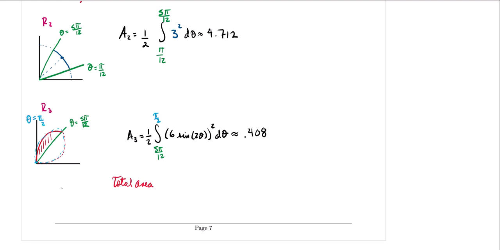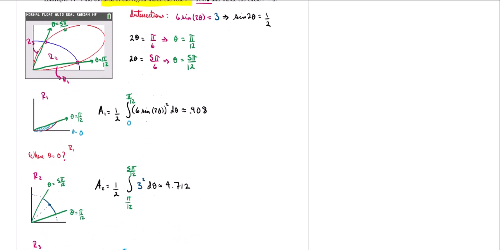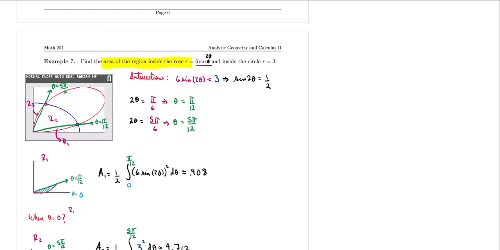All right, so now that we figured out the area in the rose, if we wanted to figure out the total area, this one here is going to be 4 times R1 plus R2 plus R3, or I guess I could have said 2R1, but I'll put it here as 2R3, and I got approximately 22.112. And there we go. This one here is the area for the region that's inside the rose, given by 6 sine of 2 theta, and the circle r equals 3.